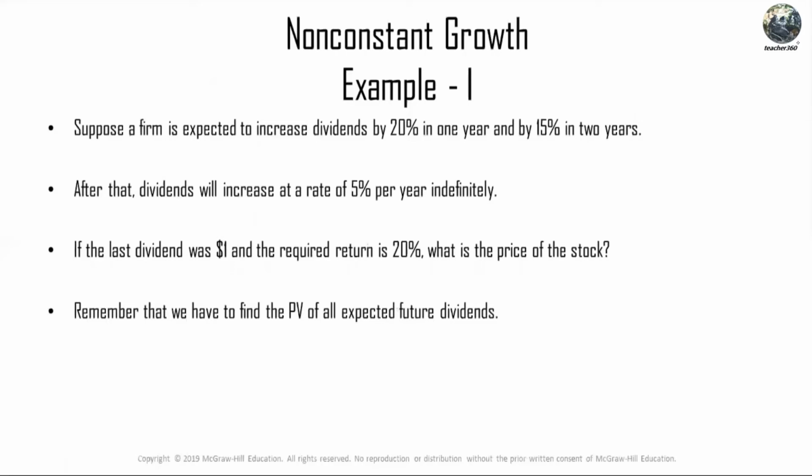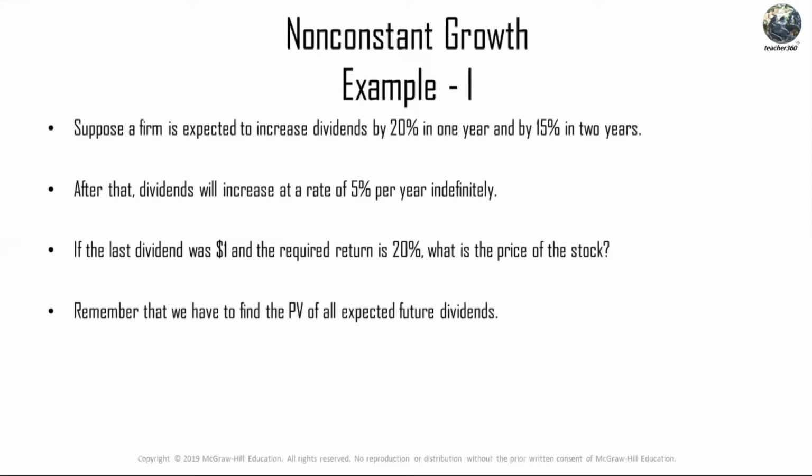This is an example for non-constant growth. Suppose a firm is expected to increase dividend by 20% in 1 year, by 15% in 2 years. After that, dividend will increase at a rate of 5% per year indefinitely. If the last dividend was $1 and the required dividend is 20%, what is the price of the stock? Remember that we have to find the present value of all expected future dividends.